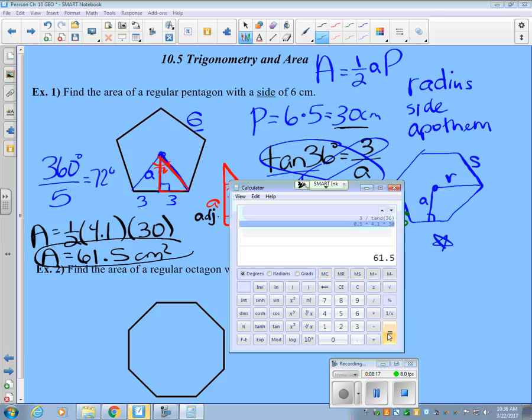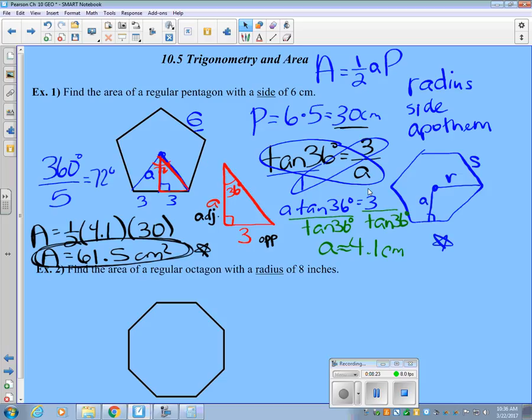So circle that, and we'll give it a star because there's so much going on. So just to backtrack, we had to find the perimeter, knowing that each side was 6. We had to use trig, so we split the 6 up into 3 and 3, so that we can use trig to find our apothem. Once we found our apothem, we plugged it back into the formula.